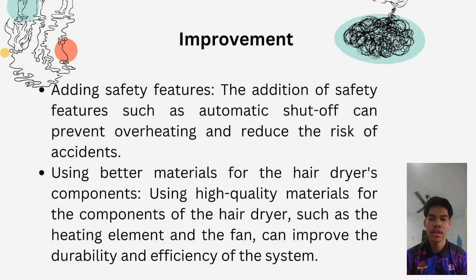Improvement for hairdryer. First, adding safety features. The addition of safety features such as automatic shut-off can prevent overheating and reduce the risk of accident. Second, using better material for the hairdryer component. Using high quality material for the component of the hairdryer such as the heating element and the fan can improve the durability and efficiency of the system.